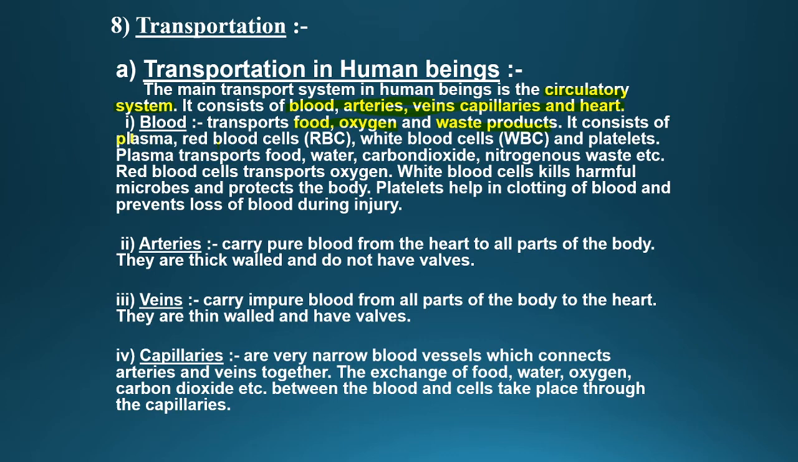Next, the blood consists of plasma, RBC, which is red blood cells, WBC, which is white blood cells, and platelets. These are the four things the blood consists of. Plasma transports food, water, carbon dioxide, and nitrogenous waste also. This is what the plasma does.